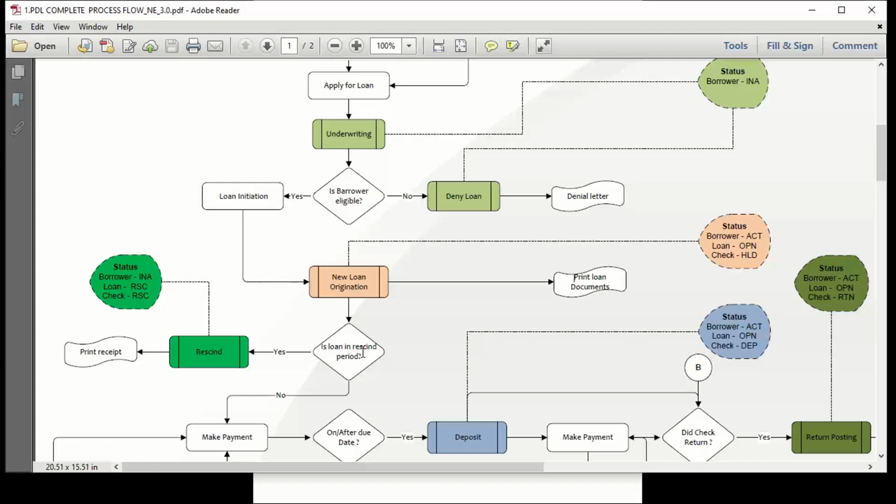That is the recent period. So whenever the borrower comes to repay, first we check whether he is falling in the recent period or not.